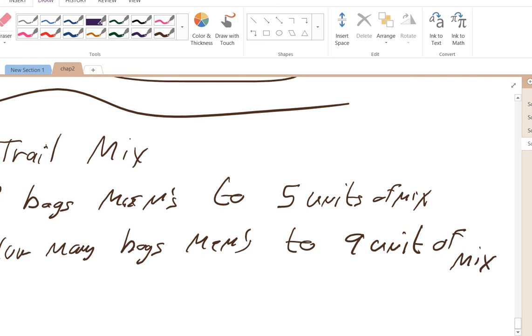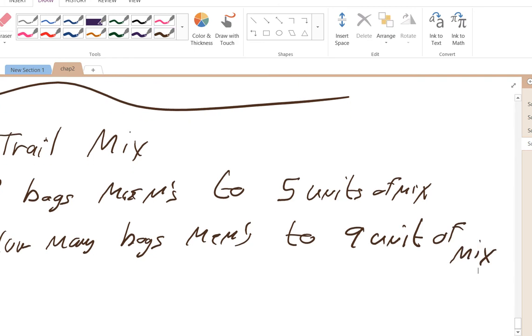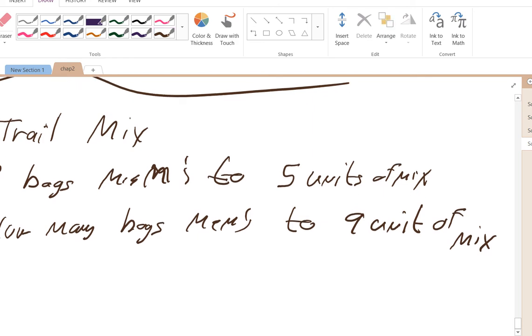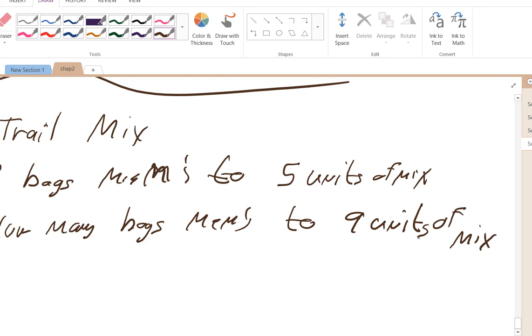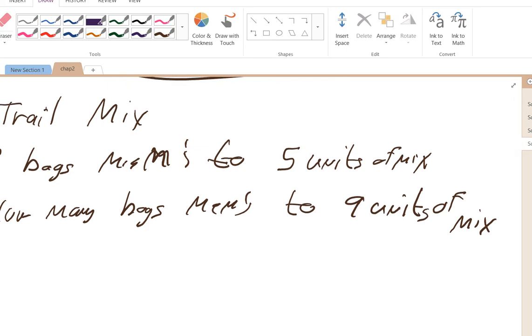All right. So normally we go 3 bags of M&Ms to 5 units of mix. How many bags of M&Ms to 9 units of mix? So let's write a proportion for that. What would that look like?